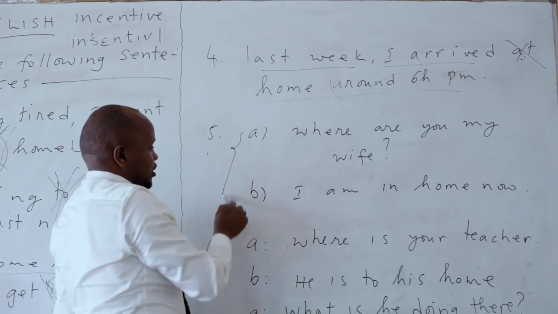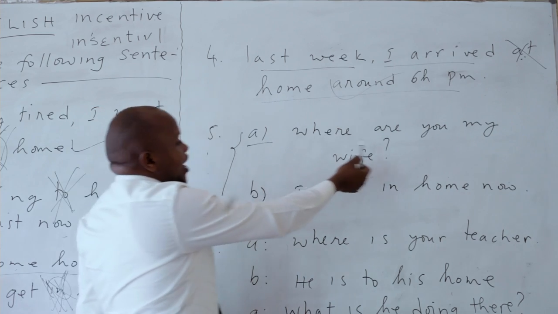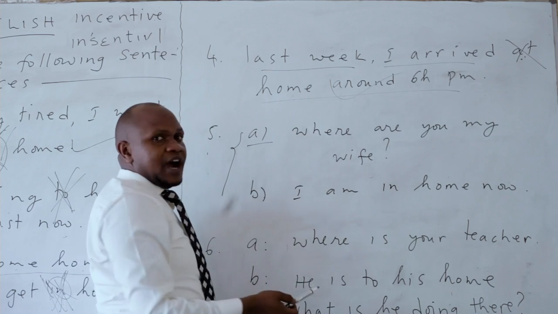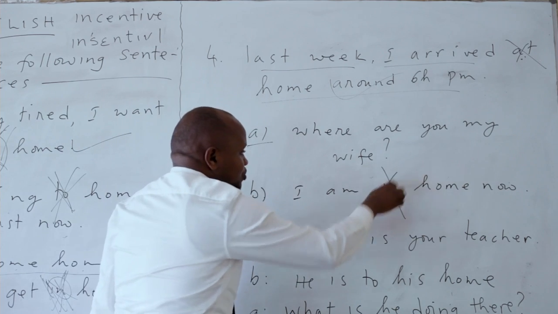Then number five, which is this one. We have two people here. The first person is saying, where are you, my wife? I am in home now. Negative. We don't put in home.